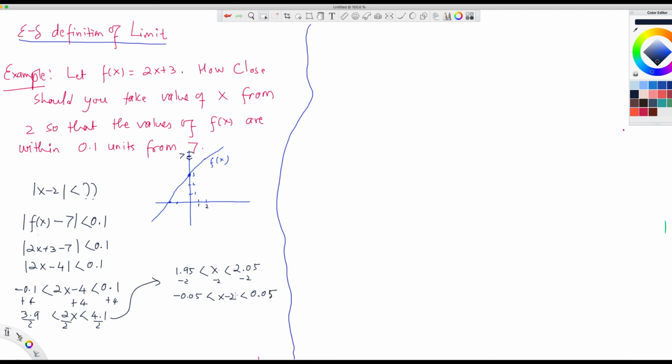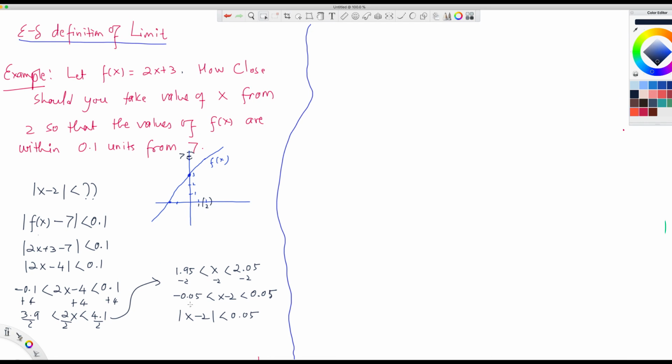See that? And then how can you write this using the absolute value? There is the same number on the left and right except the sign, and this can be written as |x − 2| is less than 0.05. So that is the distance you need to go close to, within 0.05 units. If you go close to 2 within 0.05 distance from 2, then the height of the function will be within 0.1 distance from 7. That's the answer for this question.